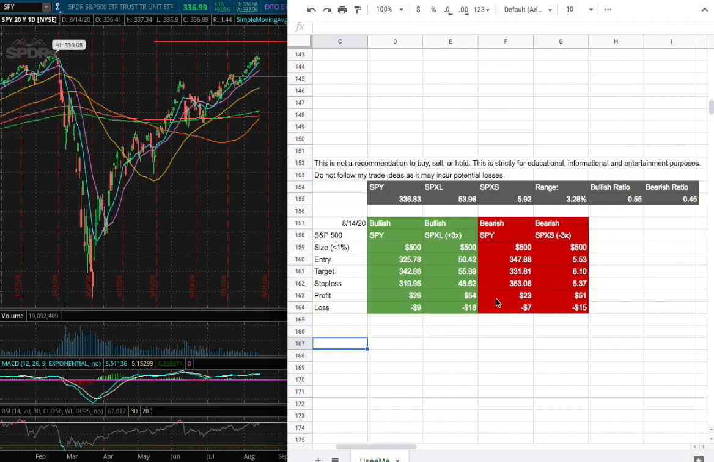$319.95. On the other hand, if I decide to open up a short position, my entry will be $374.88. That's above where we made all-time highs of $399 or $339. So that will be my entry level, and my sell target will be $331.81, and my stop loss will be $353.06. So how did I develop these trade ideas?